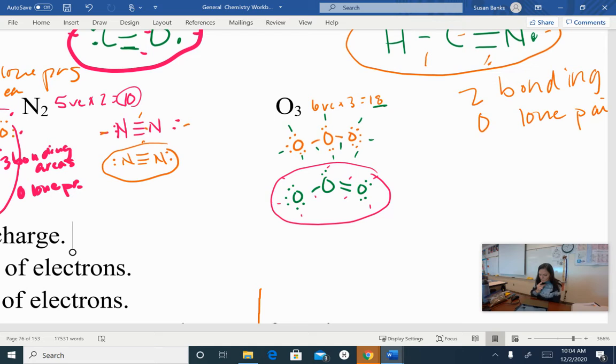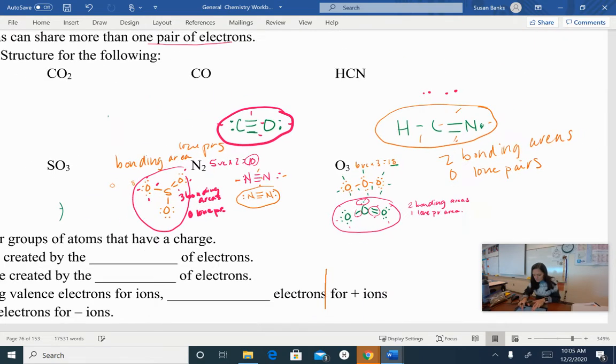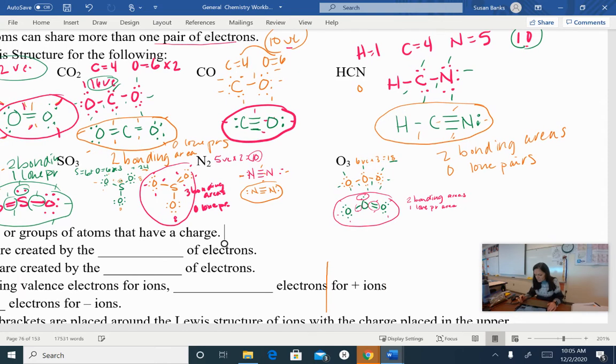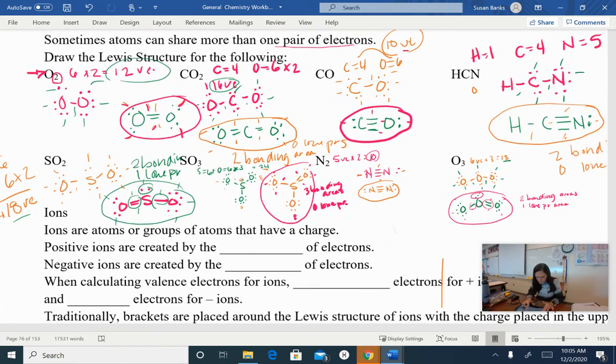Okay? So this center atom, let's look at this center atom. I've got 2 bonding areas. And I've got 1 lone pair area. Okay? So let's do our next set here. We're going to talk about doing Lewis structures with ions. Okay? So let's talk about ions.